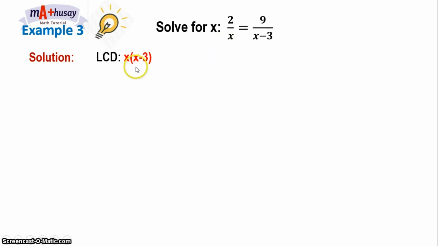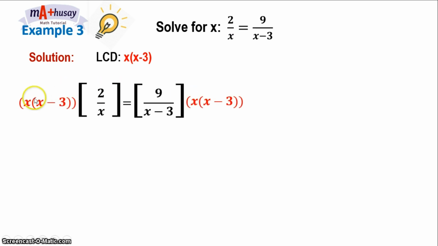Kapag i-multiply natin ang LCD sa both sides of this equation, pwede nating ma-divide ang LCD ng x o ng x minus 3. So, in this case, multiply natin ang LCD natin. So, multiplying x times x minus 3 sa left side ng ating equation, which is 2 over x. So, makakancel na yung x. So, what we have on the left side of the equation is 2 times the quantity of x minus 3.